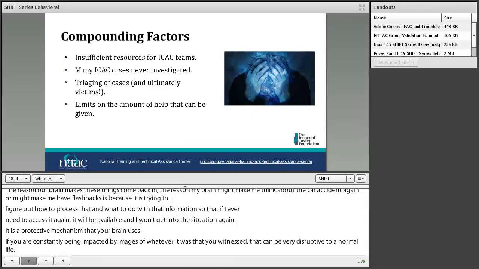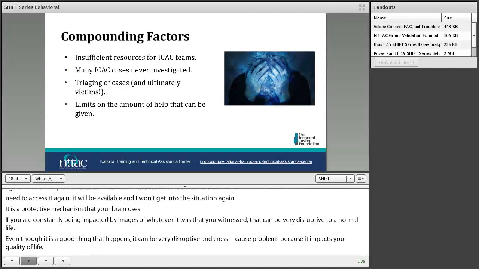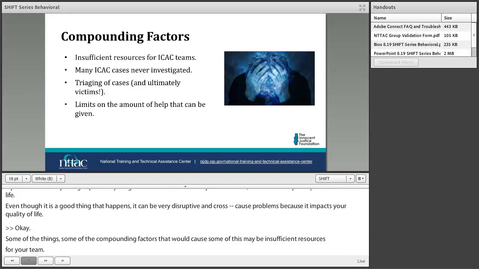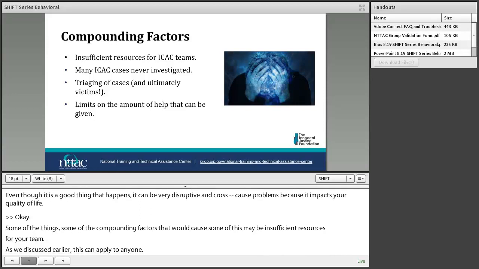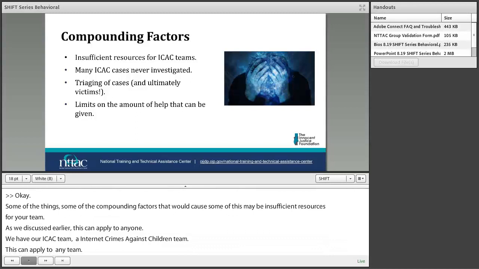Okay, so some of the compounding factors that would cause some of this: maybe insufficient resources for your team. As we discussed earlier, this could apply to anyone. We have ICAC teams, Internet Crimes Against Children teams. However, this could apply to any of your teams. Insufficient resources is definitely part of that. Many of our cases are never investigated. We're seeing that now, especially in the current environment that we're in.